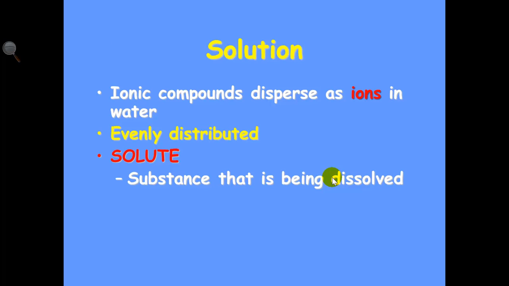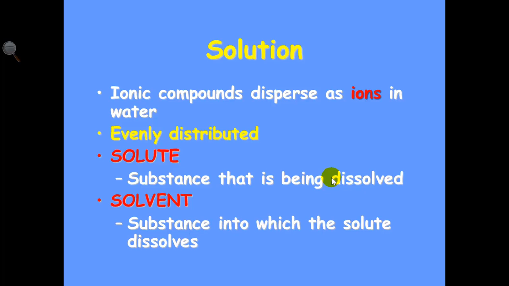We talked about this earlier when we talked about isotonic, hypertonic, and hypotonic solutions. We talked about solute and solvent. So this is just kind of like a review. The solute is the substance that is being dissolved, and the solvent is the substance in which the solute is dissolving. So the solvent is doing the dissolving. It's actually dissolving things, and the solute is whatever is being dissolved.